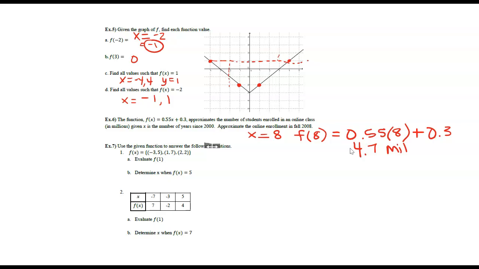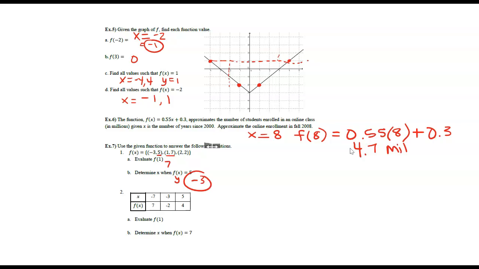Okay, 7, use the given function to answer the following questions. We have f of x equals this function. We need to evaluate f of 1. Basically, where x equals 1, what does y equal? Well, when x is 1, y is 7. Determine x when f of x equals 5. Again, remember this is like y equals 5. Well, y equals 5 right here, so x would be -3.